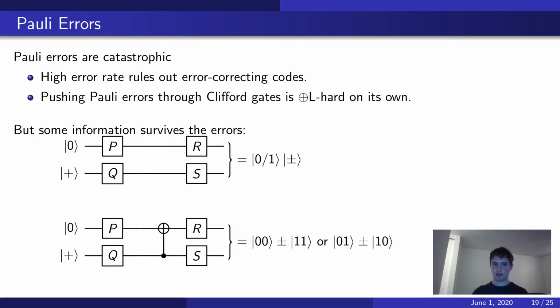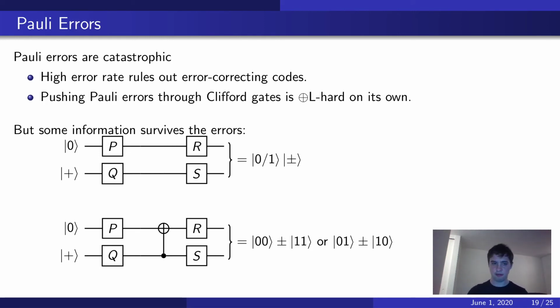But there is still some information that survives these Pauli errors. So if you look at these two circuits, right, they have a bunch of Pauli errors, and in the middle we have either nothing or C0, precisely the two cases we're trying to distinguish. And basically, one of them is separable, the top one is separable, and the bottom one is not. And this is in spite of all the Pauli errors that can happen.